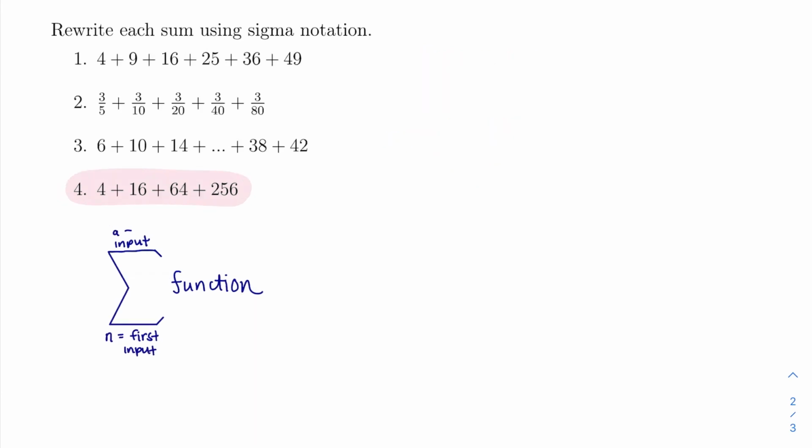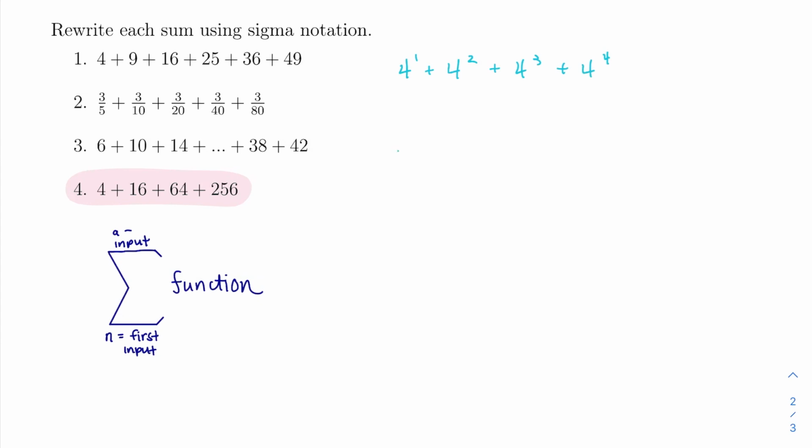The other way I could do this problem is by noticing that these are powers of 4, right? If I can do what I did in the first one and rewrite these and notice what stays the same and what changes, I can write a summation using that. So instead of it being 4, 16, 64, 256, I'm going to rewrite this as 4 to the first power plus 4 squared plus 4 cubed plus 4 to the fourth.